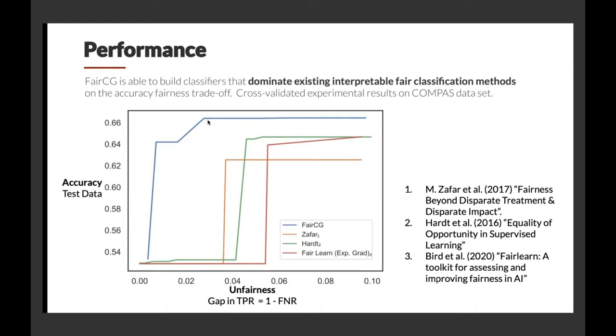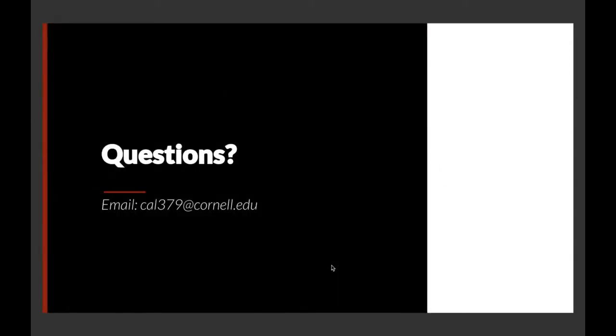But what we can see is that our algorithm, FairCG, does a really good job of dominating other fair classifiers, and that at pretty much every level of unfairness, we're able to get more accurate rule sets. And I'll mention this is on the COMPAS data set. We benchmark against pretty standard interpretable fair machine learning classifiers, things like Zafar's constrained logistic regression, Hardt's also logistic regression, where they choose different thresholds for each group, and then FairLearn, which is a more recent example. And in the interest of time, I'll end here to see if anyone has any questions, either for me or the two amazing talks that came before.